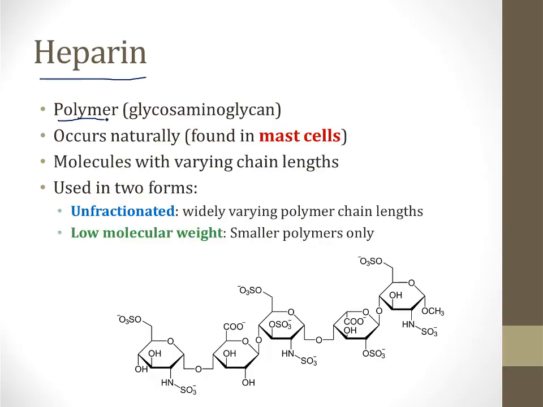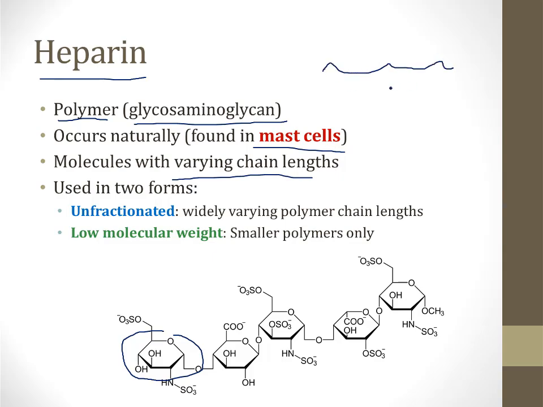Heparin is a polymer. It's a type of molecule called a glycosaminoglycan. Its structure is shown at the bottom of the screen. It's made up of repeating sugar units. It occurs naturally. You can find it in mast cells. And when you have a sample of heparin, you will find polymers of varying chain lengths. So for example, in a sample of heparin, some of the chains will be very long, some will be very short, and some will be in the middle.